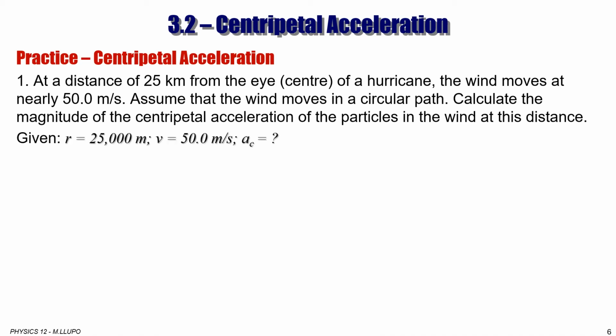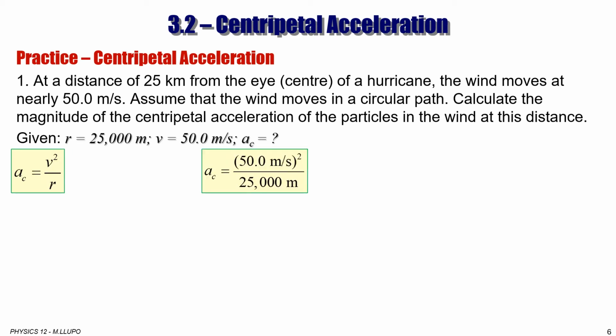So what do we have? We have a radius of 25,000 meters, that means 25 kilometers. Change that to a standard unit. Speed is 50 meters per second and centripetal acceleration is required. You can use the formula and plug in the numbers, all in standard units. We have everything. So centripetal acceleration is equal to 0.10 meters per second squared.